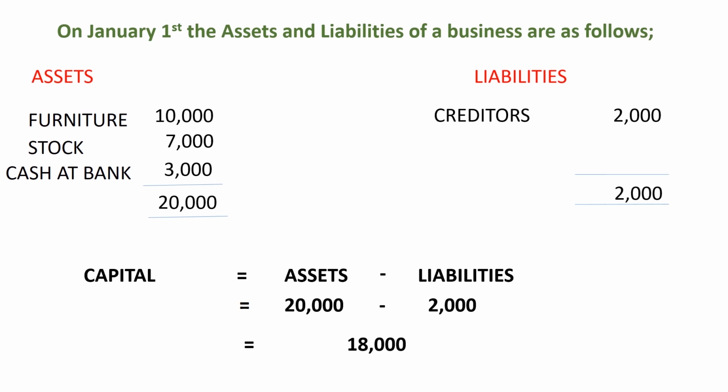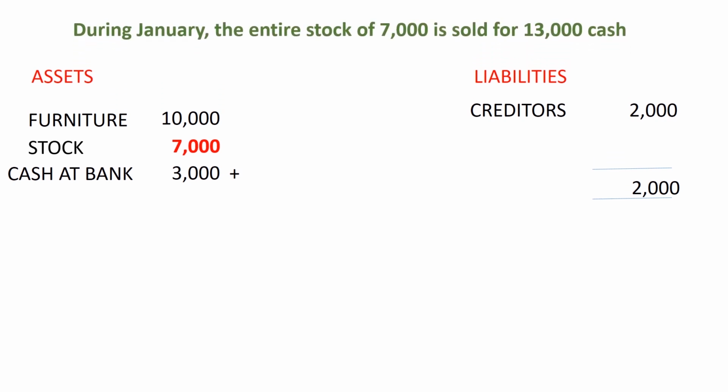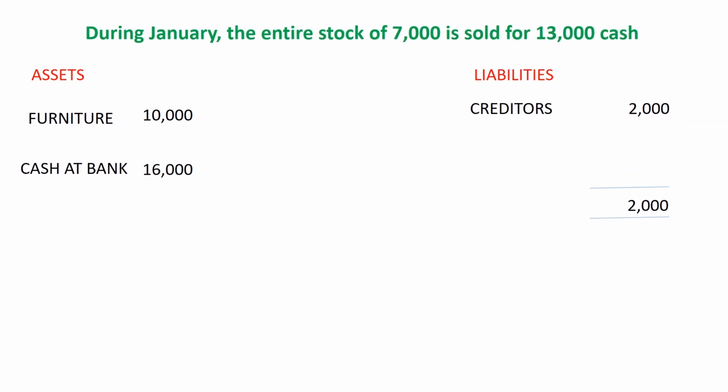So let's say that during January, the whole of the stock, which is worth 7,000, was sold, and we were able to get 13,000 cash, meaning we had stock that was worth 7,000 and we sold it and were able to get cash of 13,000, meaning we made a profit right there. So the effect of this transaction would be that the stock would reduce by 7,000 since all the stock has been sold, and the cash would increase by 13,000. When we readjust our assets column following what has happened here, you would find that our total assets now is 26,000.